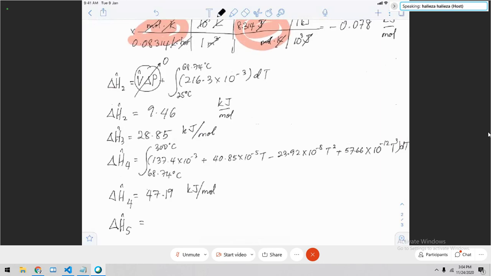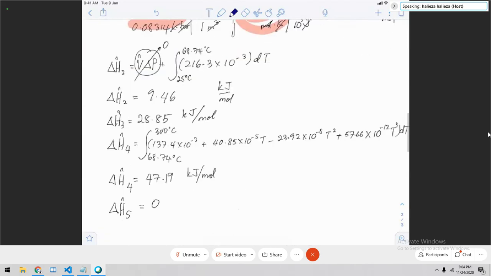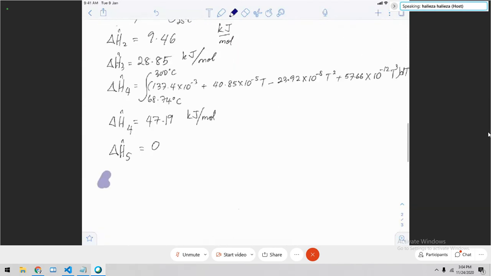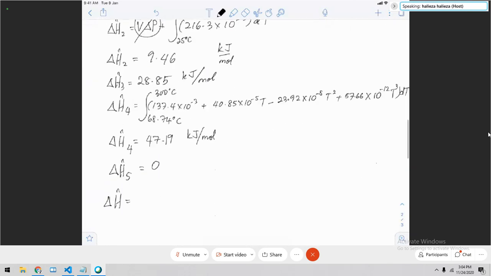Thank you, Sulaiman. And this last term, this last step is 0. We already mentioned because it is an ideal gas, a change of pressure will not affect an ideal gas. So that's 0. Now, the overall change of enthalpy, if you go back to our hypothetical path, will be H out minus H in, equals delta H1 plus delta H2.